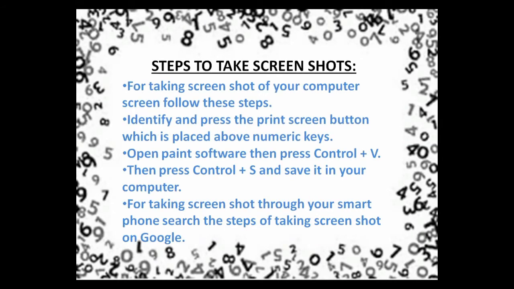Now, if you want to take a screenshot of any question or any solution, then these are the steps of taking screenshots. For taking a screenshot of your computer screen, follow these steps. Identify and press the Print Screen button, which is placed above the numeric keys. Open Paint software, then press Ctrl V, then press Ctrl S and save it in your computer. For taking screenshots through your smartphone, search the steps of taking a screenshot on Google.